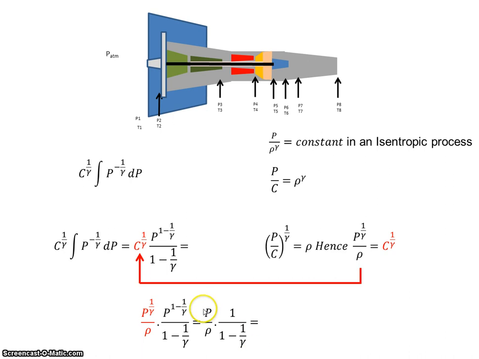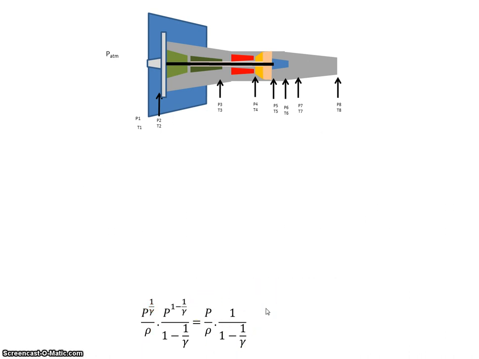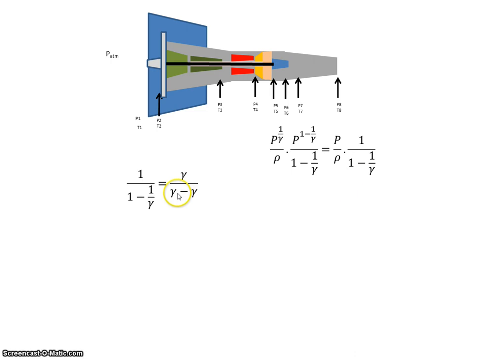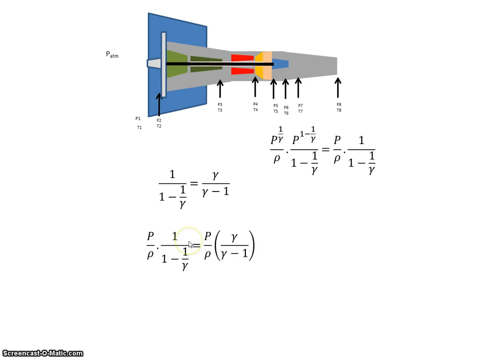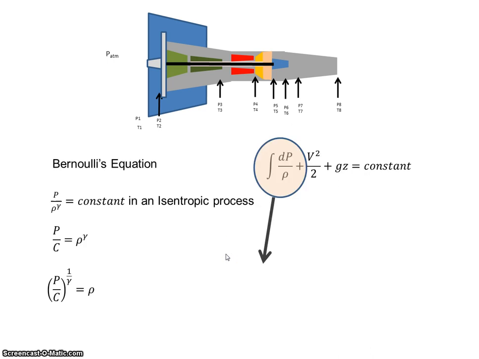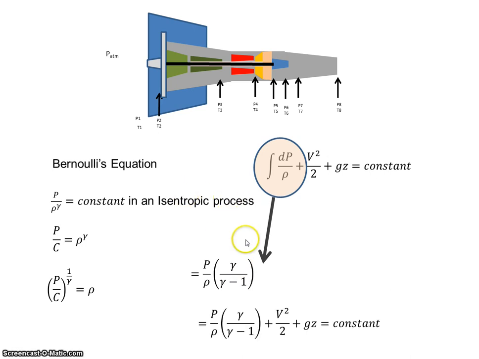So if we look at this part of the equation now, what I can do with the 1 over 1 minus 1 over gamma is multiply both sides by gamma. I get gamma over gamma minus, that should be gamma minus 1. Correct that now. Okay, I've just corrected it. And I'm going to substitute this back in over here. So this expression becomes P over rho times gamma over gamma minus 1. So going back to Bernoulli's equation, we looked at this integral. I have now solved that for this isentropic process. So Bernoulli's equation becomes this revised equation.